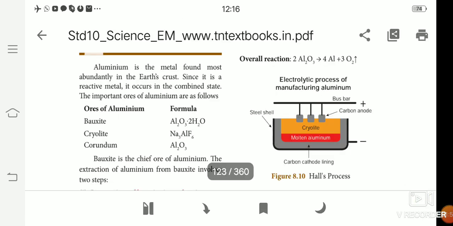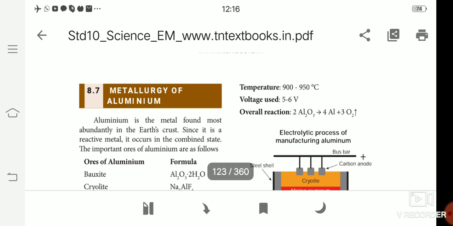So the next one, extractive metallurgy of aluminium. Aluminium is the metal found most abundantly in the earth's crust. Aluminium is a reactive metal, so it is found in the combined state. For example, the bauxite ore. The bauxite ore formula is Al2O3·2H2O. So the bauxite ore is separated to get the aluminium metal.